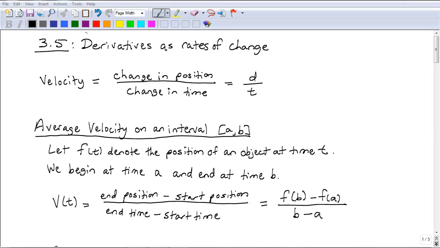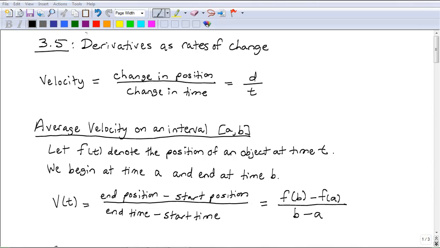3.5 talks about an application of derivatives. Derivatives are really rates of change. So when we find dy/dx, which is the first derivative, that tells us the change in y over the change in x. So derivatives are a way to measure how different physical properties change. For example, distance over time.